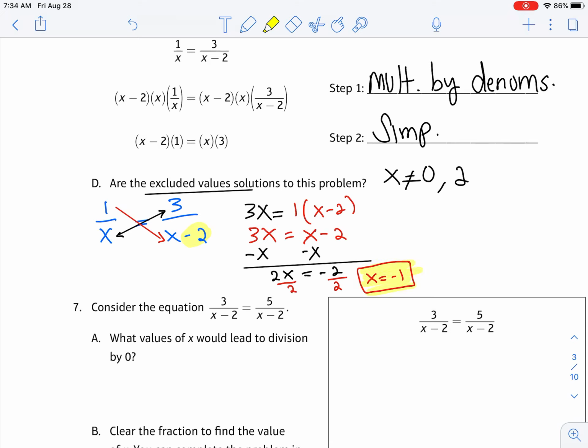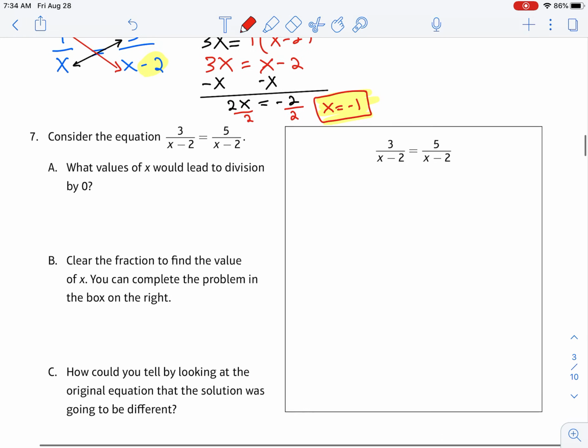So that's okay. But the question says, are the excluded values solutions to this problem? So here are our excluded values. Is our solution 0 or 2? It is not. So we cannot have an excluded value as a solution. So once you're done solving, you want to make sure that your solution is not an excluded value, because if it is, then there is no solution at that time. Okay? So let's go ahead and move on to the next one.